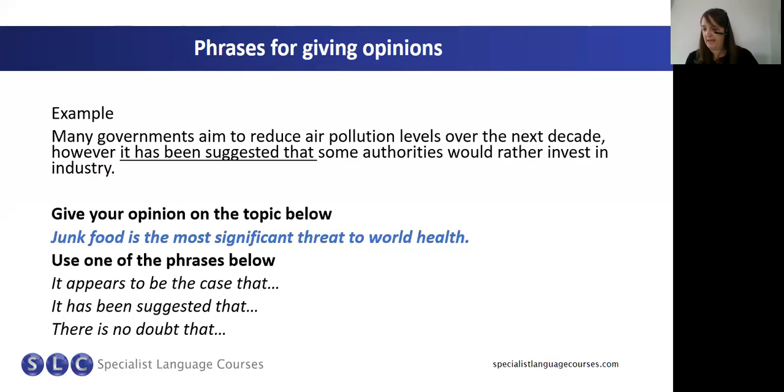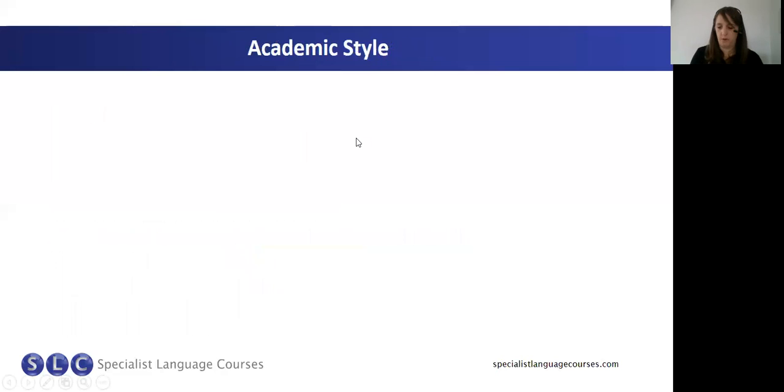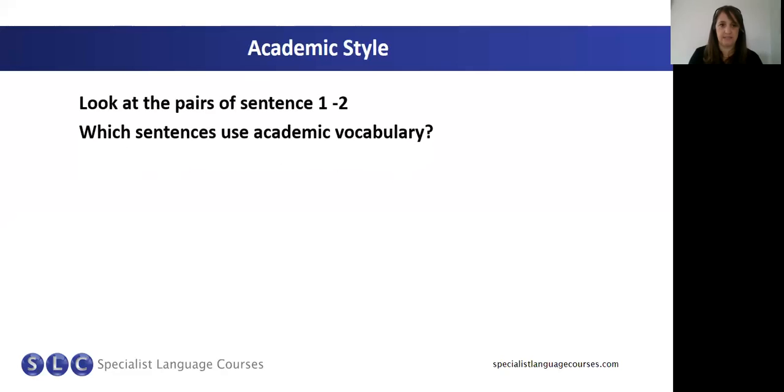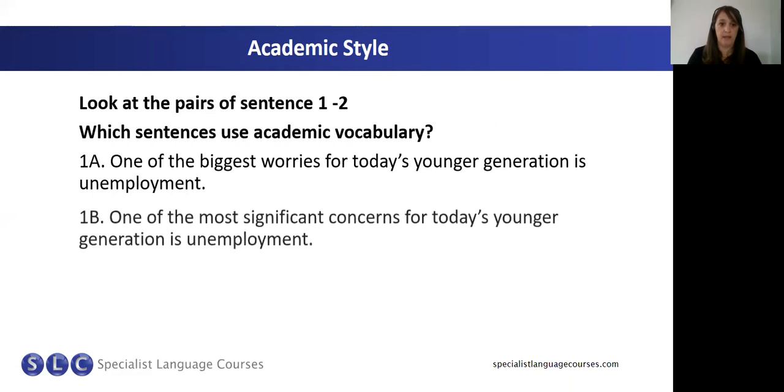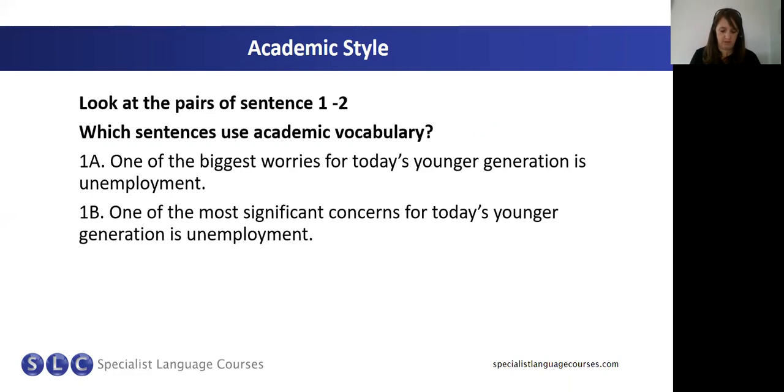Let's move on and have a look at academic style. So in academic style, we need to think about using a more academic style for IELTS essays rather than everyday English language. So let's look at some pairs of sentences and decide which sentences use academic or perhaps more academic vocabulary. We have 1A and 1B. Which one do you think uses the most academic vocabulary, 1A or 1B? Write your ideas in the chat box.